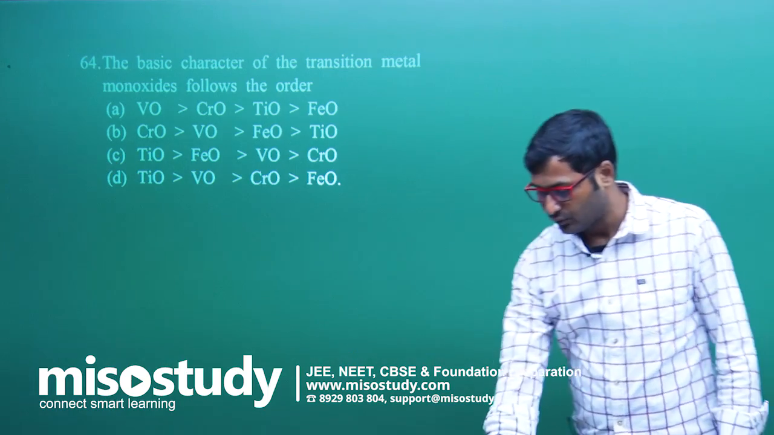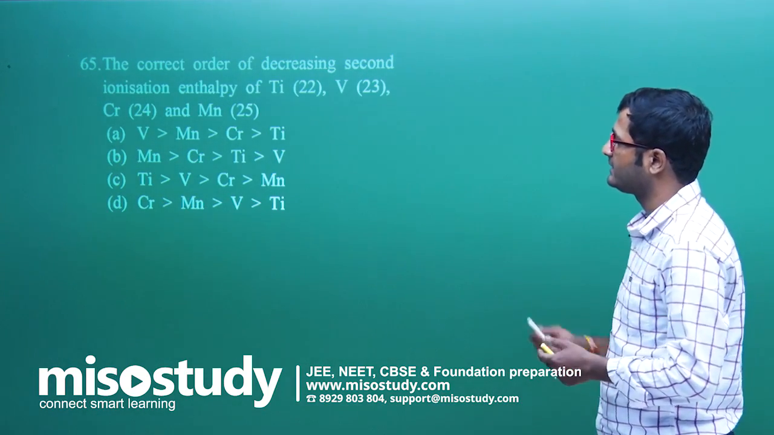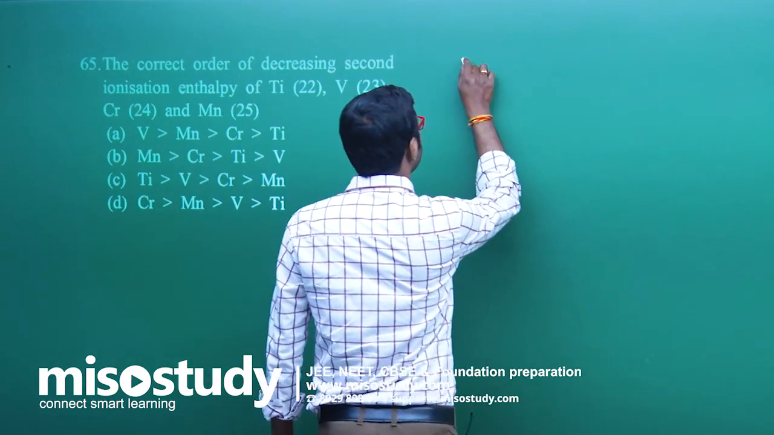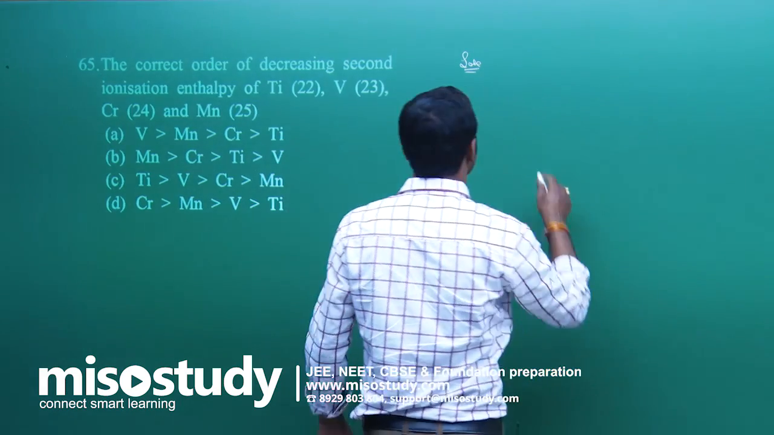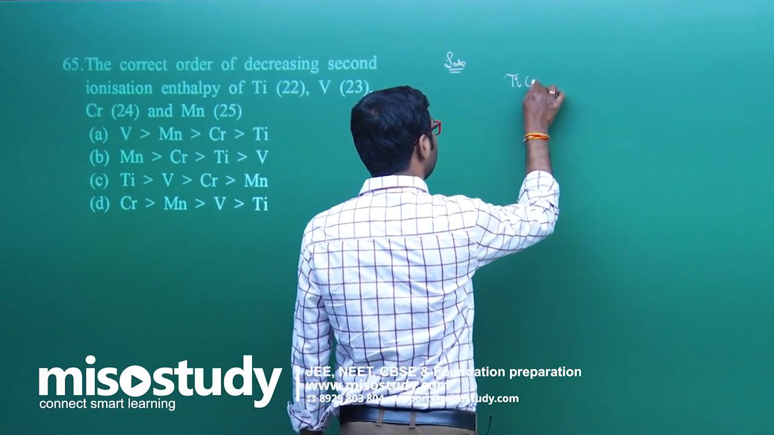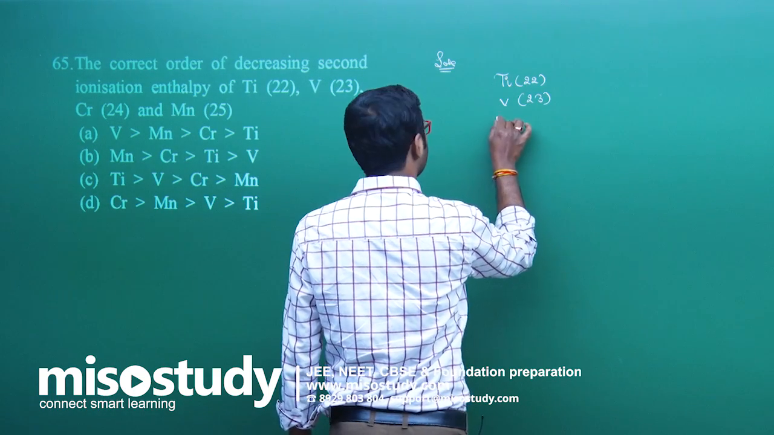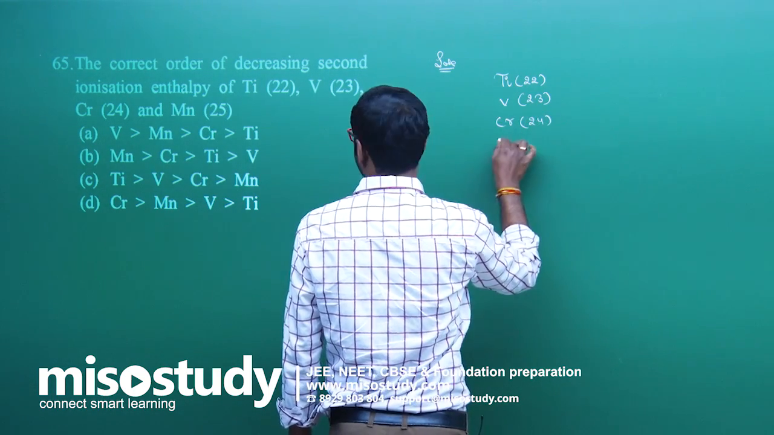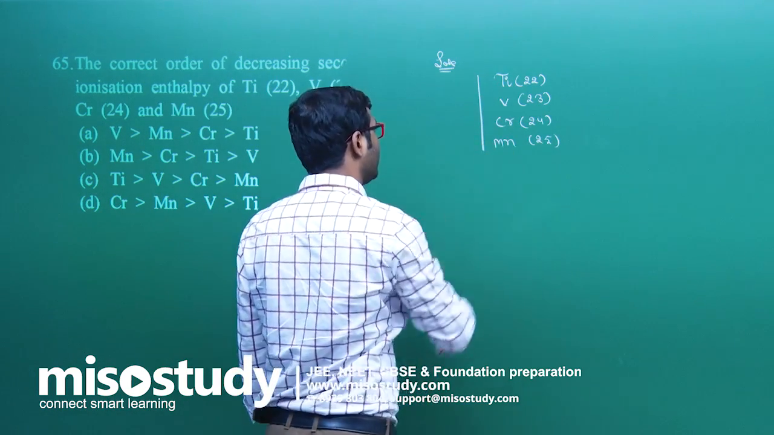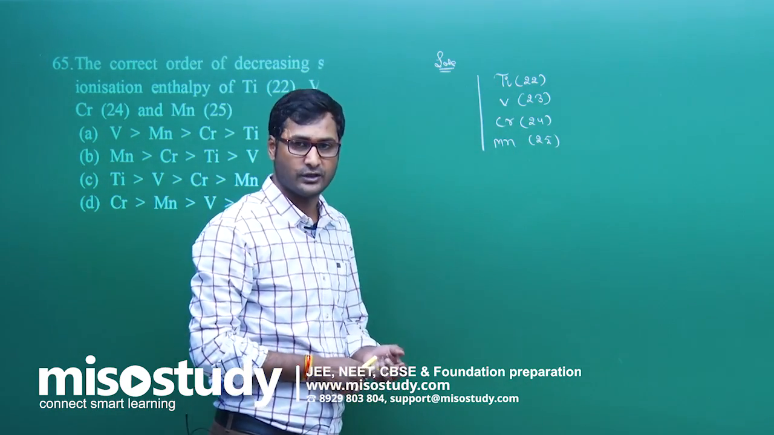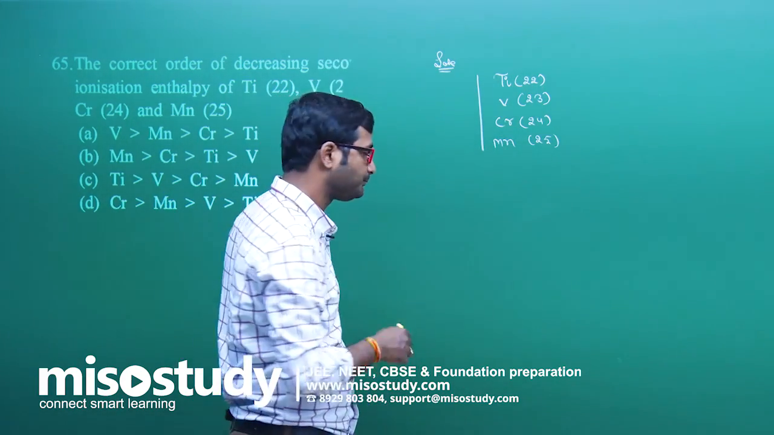Now let's move to question number 65. What is given here? The correct order of decreasing second ionization energy. Again I am repeating, the correct order of decreasing second ionization energy. If I write here titanium, vanadium, chromium, and Mn, what we observe is that when we move from titanium to Mn, the size almost decreases. Then after chromium, that is Mn, Fe, almost equal size.